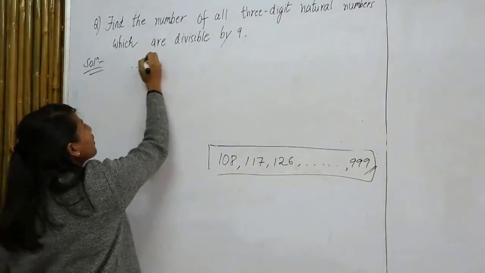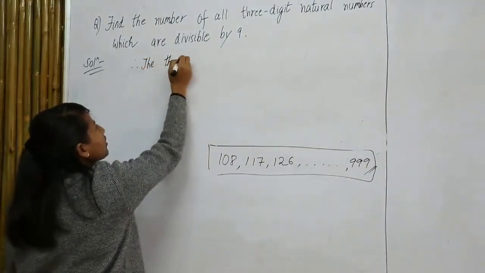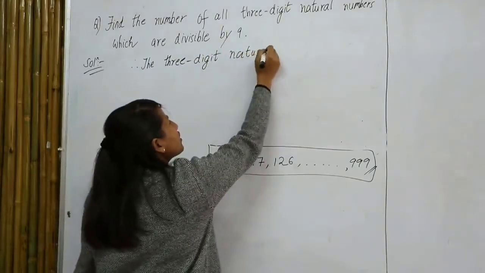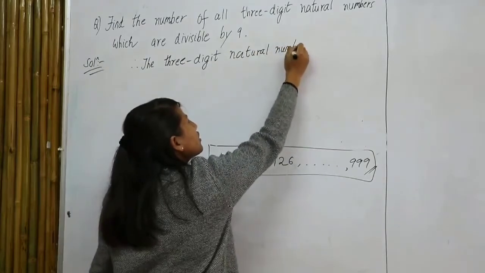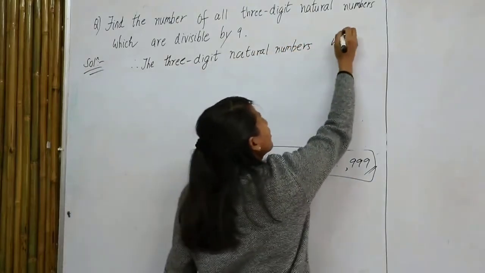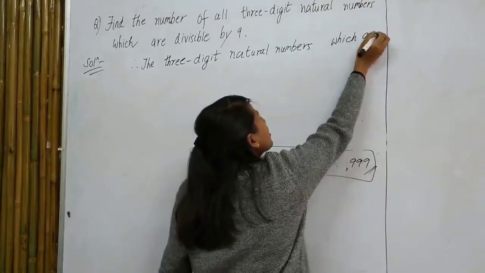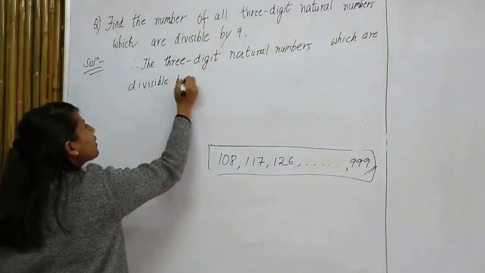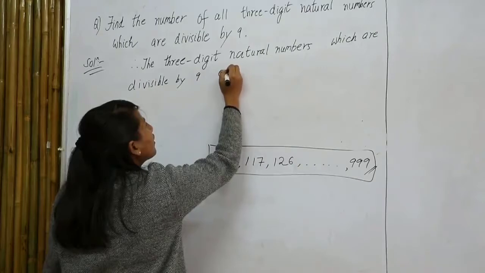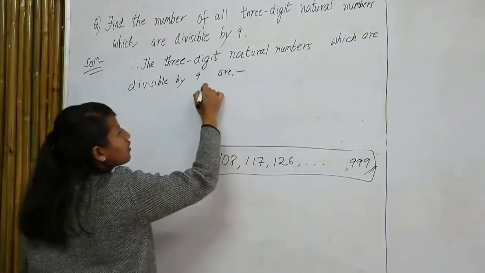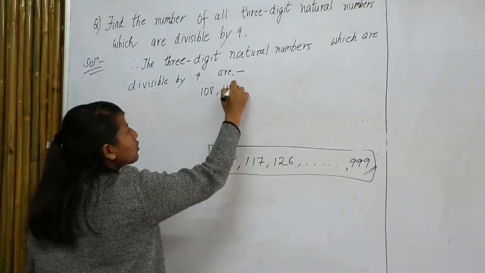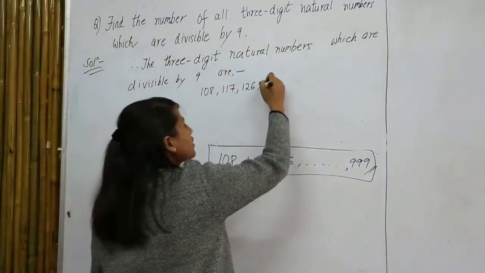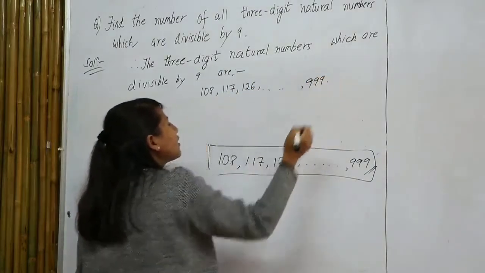So the 3 digit natural numbers which are divisible by 9 are: we have 108, 117, 126, then we go on to 999.